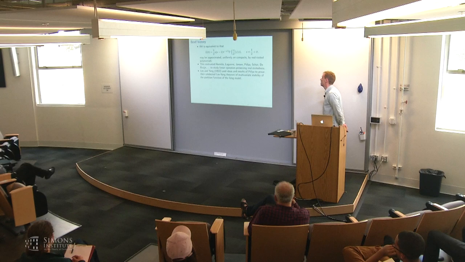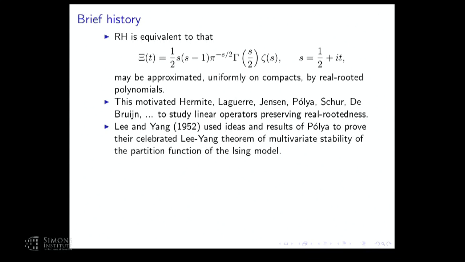But what has been successful was Lee and Yang's approach to phase transitions, and they were inspired by Pólya's work on the Riemann hypothesis. In their original proofs they used Pólya's result to prove that the partition function of the Ising model is non-vanishing whenever all variables lie in the right half plane, but by symmetry also in the left half plane. So when you specialize all the variables to one variable, all the zeros lie on the imaginary axis.